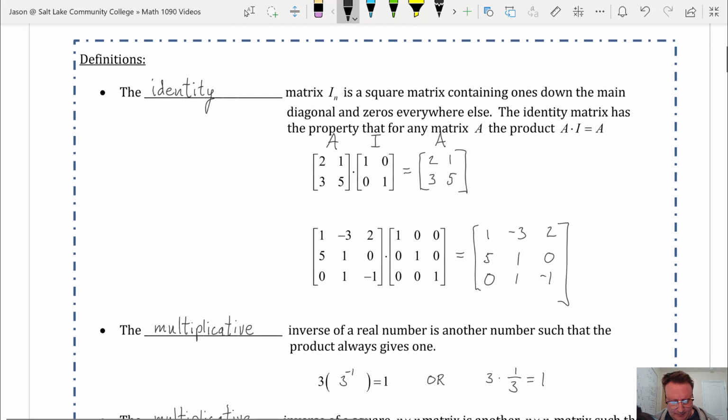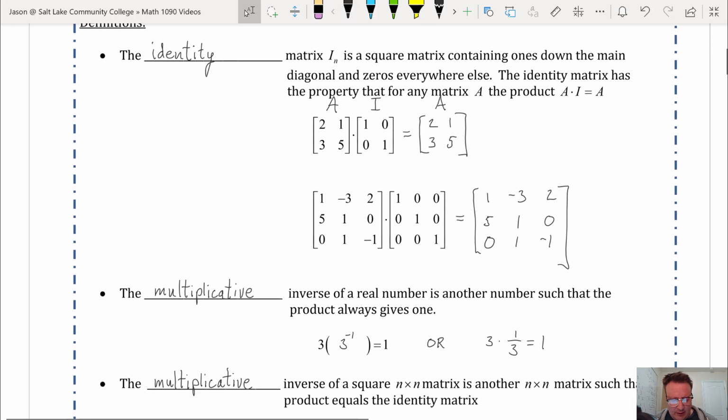Okay, let's talk about the next definition here. The multiplicative inverse of a real number is another number such that the product always gives 1. So we have a little example here. The multiplicative inverse of 3 is 3 to the negative 1 power, or 1/3. And so of course 3 times 3 to the negative 1 just gives us 1, or 3 times 1/3 is equal to 1. So the number 1 is the multiplicative identity under multiplication of real numbers.